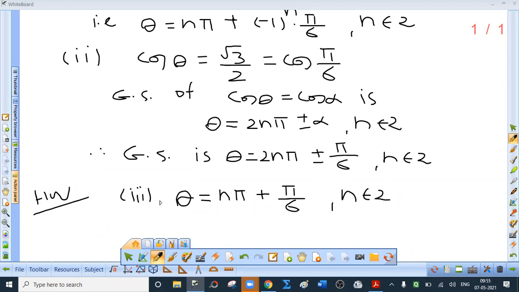Third is similar, for homework. Tan theta equal to 1 by root 3. So theta is what? n pi plus pi by 6, n is an integer.